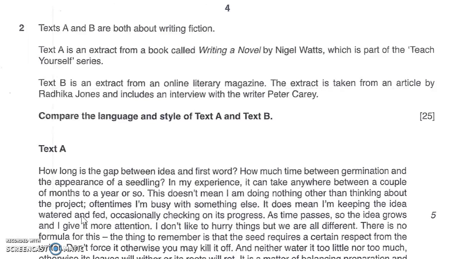What is the author trying to do? What is the speaker trying to do? So we know that they're about writing fiction, right? But text A, which we'll look at first, is a book called Writing a Novel, part of this Teach Yourself series. So think about a book called Writing a Novel. Who are the people who would be interested in this book? Would-be writers, people who are starting writing a book, people who are interested in writing a book.